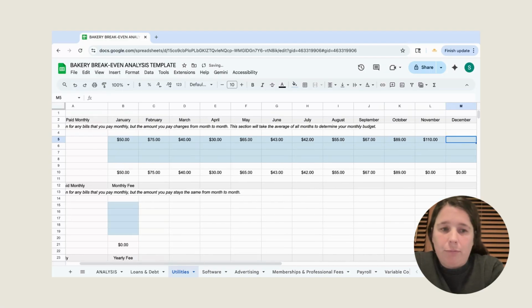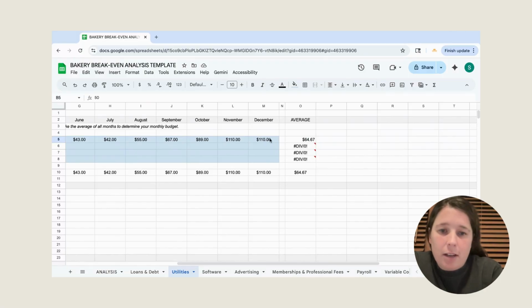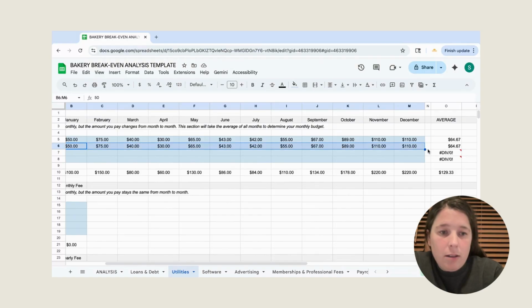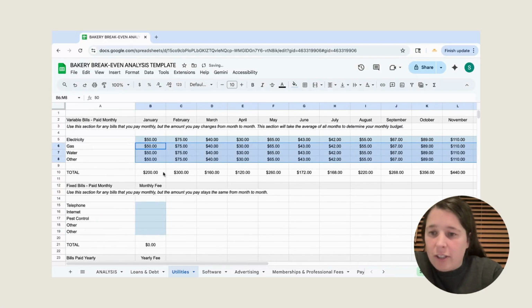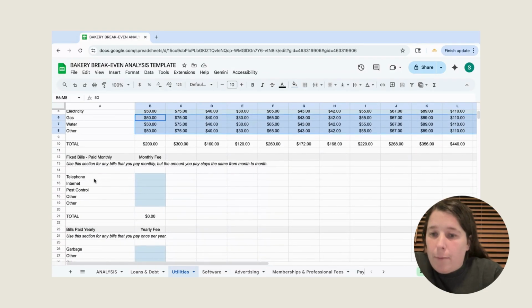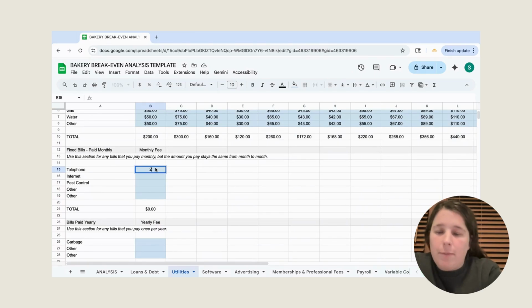So for all of the utilities, we'll pretend electricity and gas cost the same, and we'll pretend these all cost the same just for the ease of this exercise. So we've got our variable bills, which are paid monthly. If you have any fixed bills that are paid monthly instead of being variable, like phone, I pay the same thing every month, you just plug that in this section.